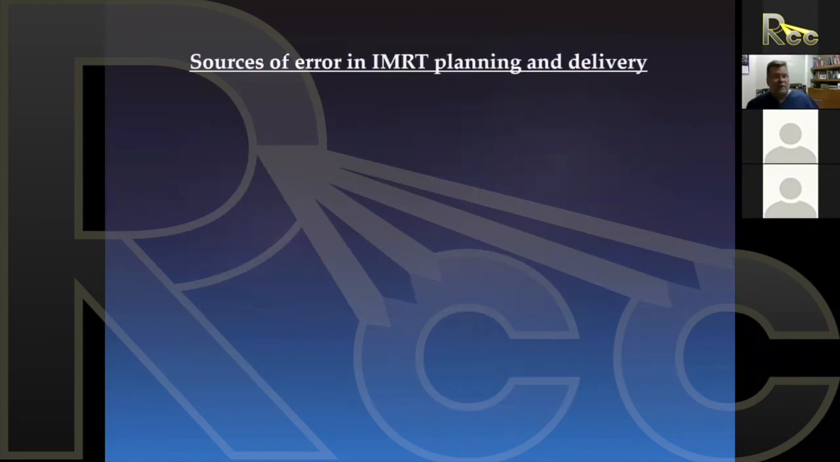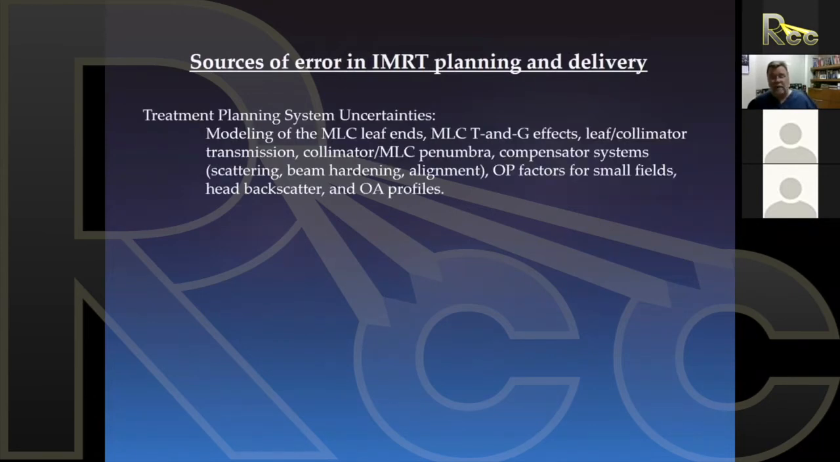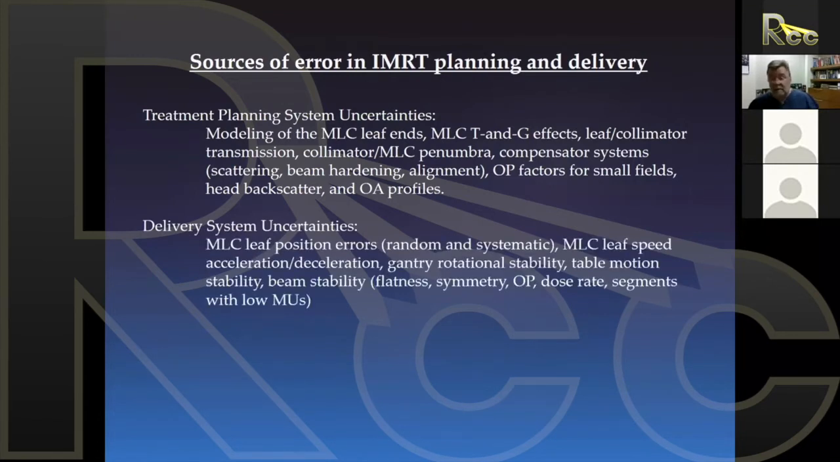So they go through and tell us in this protocol a bunch of sources of error. In the treatment planning system, as you can imagine, we have the MLC leaf ends, the tongue and groove effects, small fields, output factors, many other things, how we did our profiles during machine commissioning. There are many different things that need to be ironed out when we're building our beam models. For the delivery systems, we can have random and systematic leaf position errors. We can have leaf speed errors if we're using dynamic delivery. We can have gantry rotation stability, and is our machine stable with respect to flatness, symmetry, output, dose rate, all of these types of things, and very, very small monitor units.